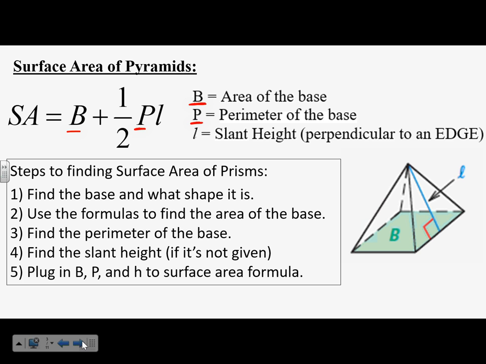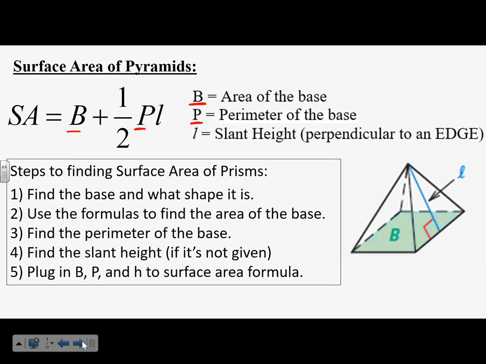Now, one thing I want to talk about before I move on is this really only works with regular pyramids. And what that means is if the bottom is a square where all the sides are the same, or an equilateral triangle, or a pentagon, or a hexagon, the sides all have to be the same. If not, there are other ways to do it that are more complicated.